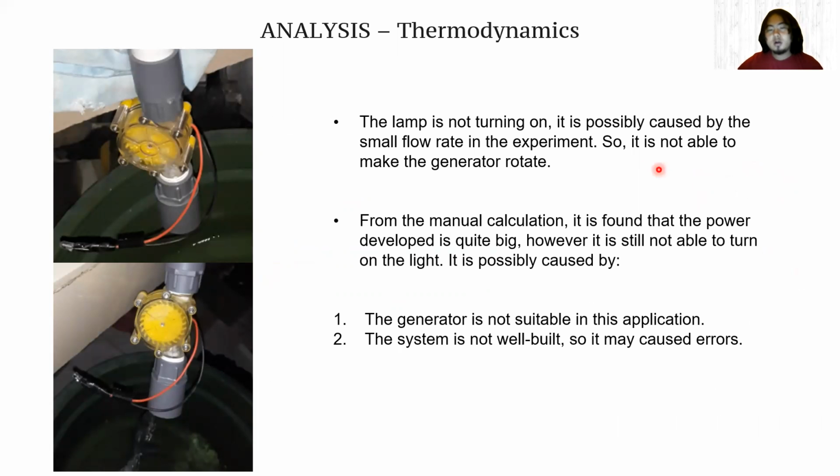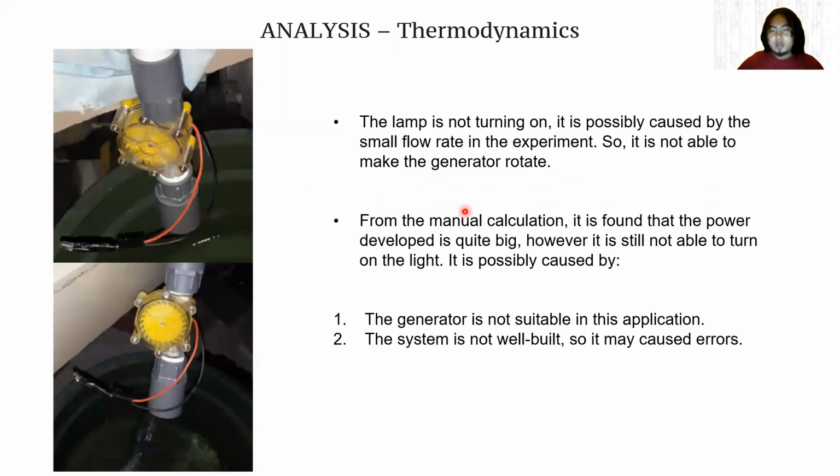However, during the experiment, we were expecting that the lamp would be turned on. However, in reality, the lamp did not turn on. It is possibly caused by the small flow rate in the experiment, so that it is not able to make the generator rotate and produce electricity.